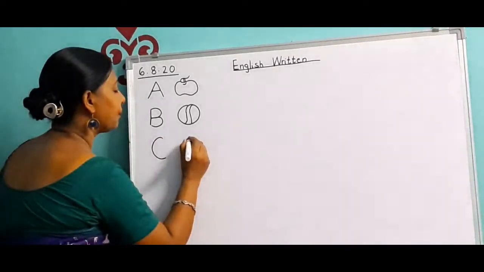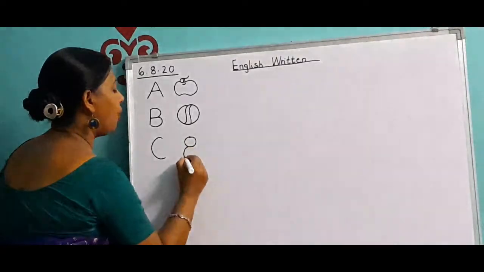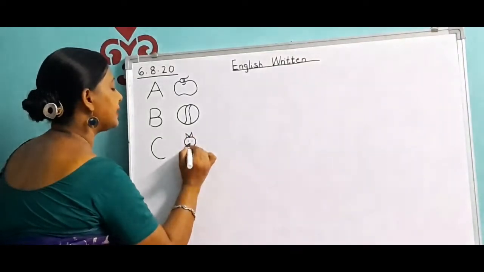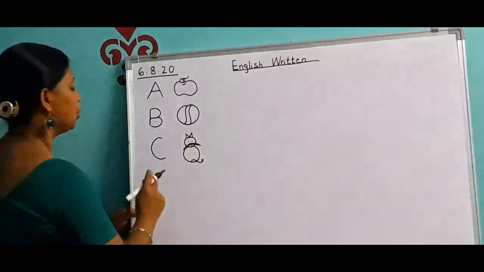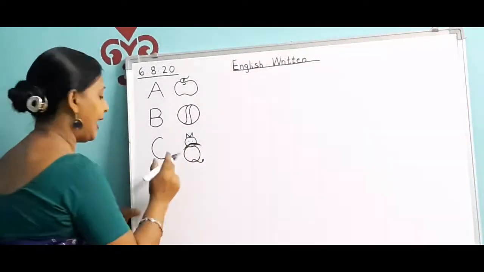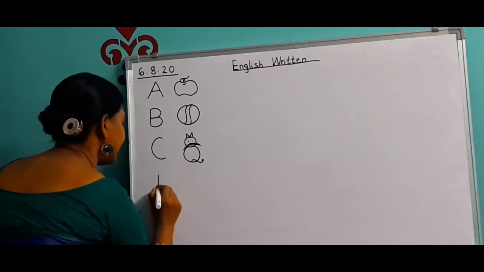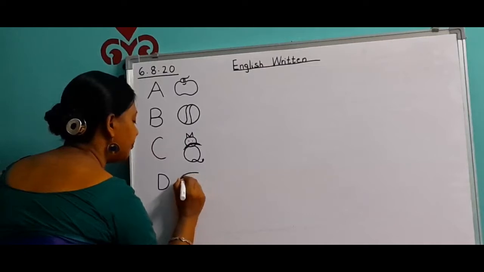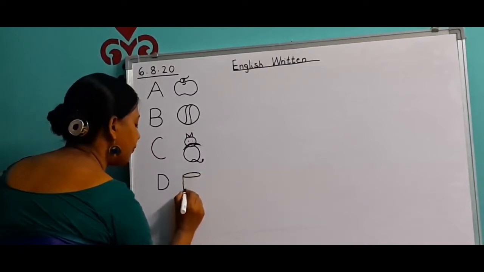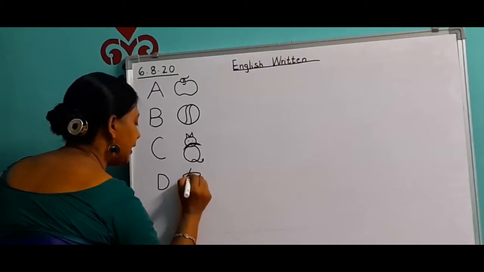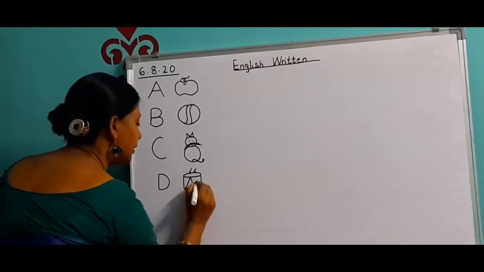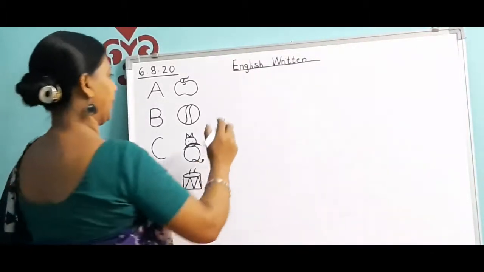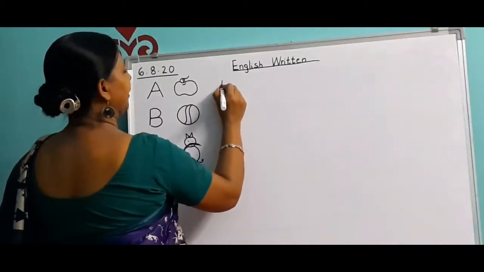C for cat. This is a cat. Okay. So, cat. Then D. D for dog. D for drum. And in the copy I have drawn this drum, na? Yes, na? So this is a drum. D for drum. After D comes E.